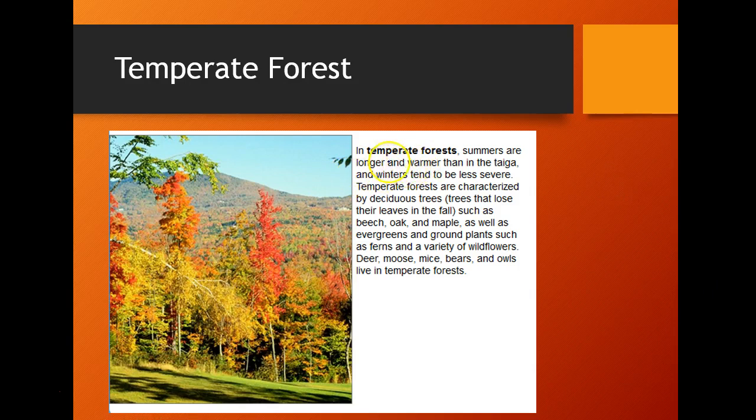Temperate forests have long summers. Then another terrestrial biome called the taiga, and the winters are not as severe. Temperate forests have deciduous trees, and those are trees that lose their leaves in the fall. And some examples of that would be the beech, oak, and maple tree. There's also a variety of organisms that live there, deer, moose, mice, bears, and owls that live in these forests.